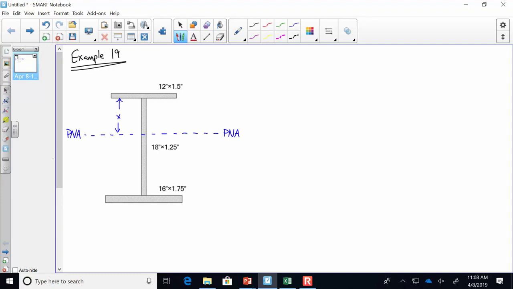Now, if this is x, what is this dimension below? No, it's 18 minus x, right? Because think, if x is, I don't know, 6 inches, then this is 12 inches because it's 18 minus that. So this is 18 minus x. I'd argue this part right here is actually the hardest, actually setting this part up.